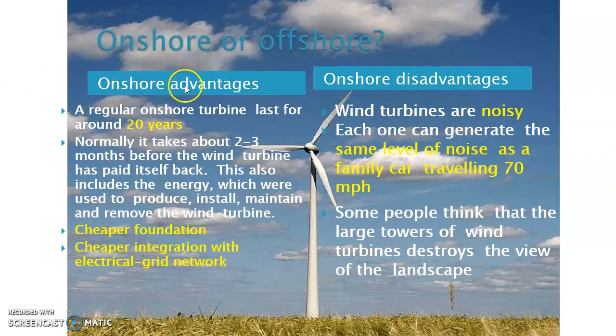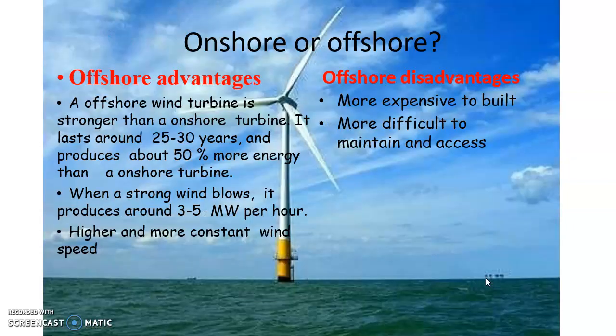Let us see what are the onshore advantages and onshore disadvantages. Onshore advantage is that a regular onshore turbine lasts for 20 years. Normally, it takes about 2 to 3 months before the wind turbine has paid itself back. It has cheaper foundation, cheaper integration with electrical grid network. But the disadvantage is that the turbines are noisy. Some level of noise as a family car traveling 70 miles per hour. Some people think that the large towers of wind turbines destroy the view of the landscape.